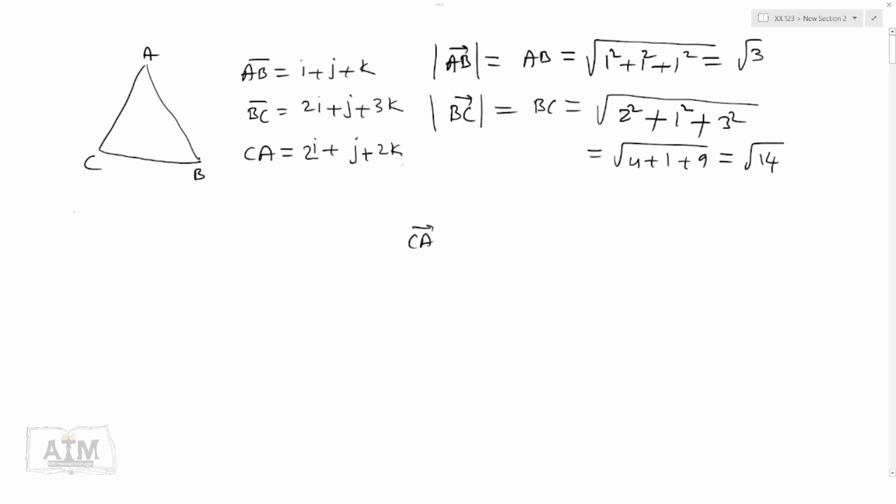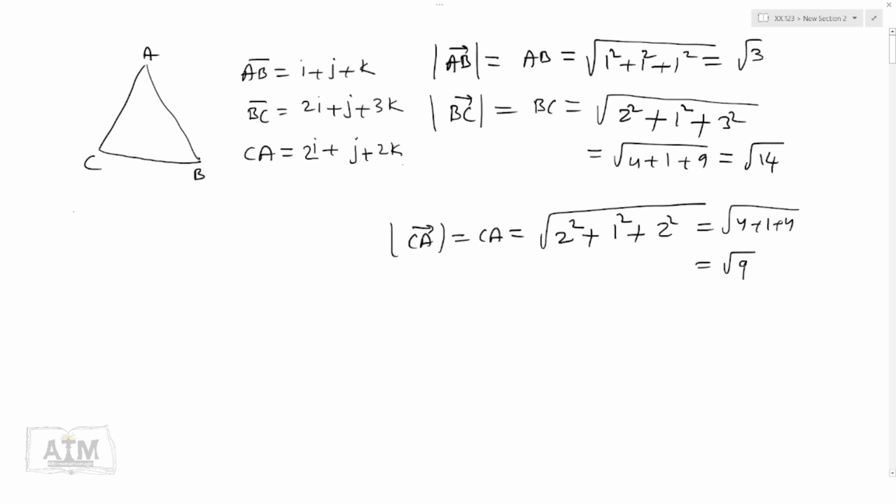Similarly, the magnitude of CA, where the arrow mark is not written over it, equals, what is CA? 2i plus j plus 2k. So 2i is 2 square, plus j is 1 square, plus 2k is 2 square. So that is equal to the square root of 4 plus 1 plus 4, that is equal to the square root of 9.